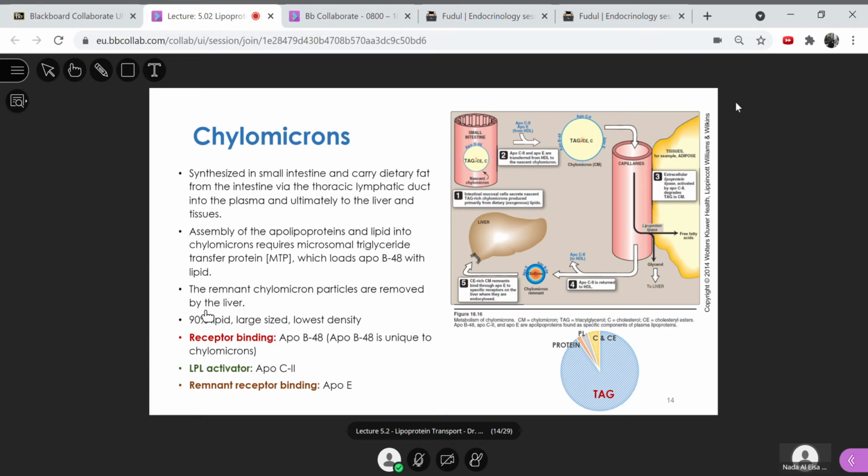Of course, the remnants, as we said, are removed by the liver. Being the largest particle of the lowest density, provided its function that it's 90% lipids, mostly triacylglycerides, we would imagine that it's the largest and the lowest density lipoprotein particle. We talked about the apolipoproteins: ApoB48 unique to chylomicron, ApoC2 and E are provided by HDL.